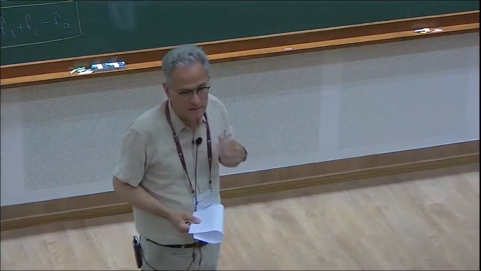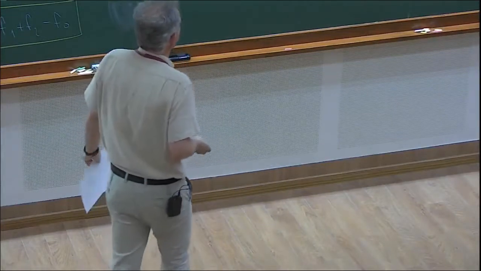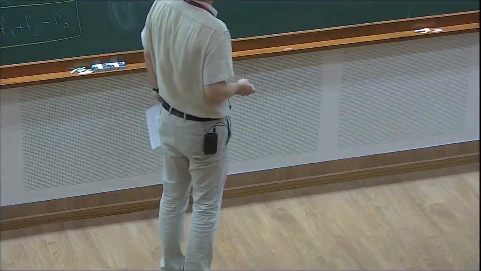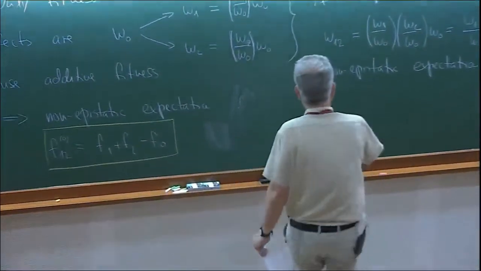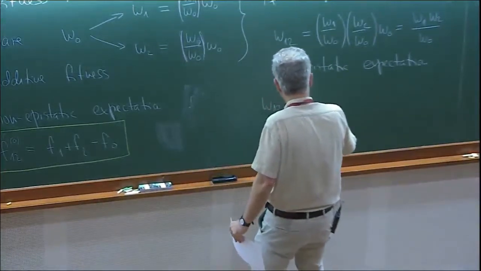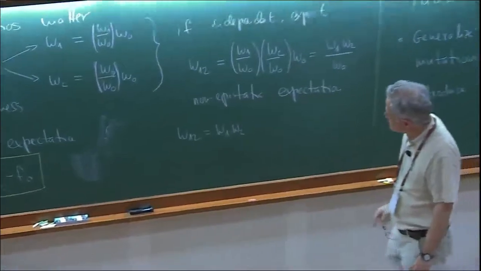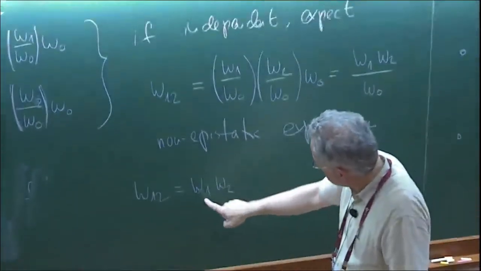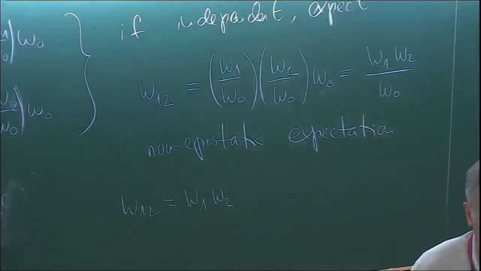So what's the reason to write this? Why not write it the other way? No, because then it's not invariant under multiplying. If I now multiply all my fitness values by a factor of 1,000, then these will be multiplied by a factor of 1,000, but this will be multiplied by a factor of 1,000,000. This is not what I want. It's not invariant under rescaling.